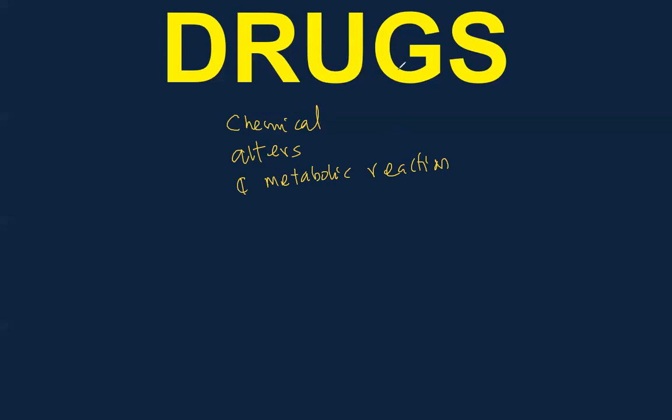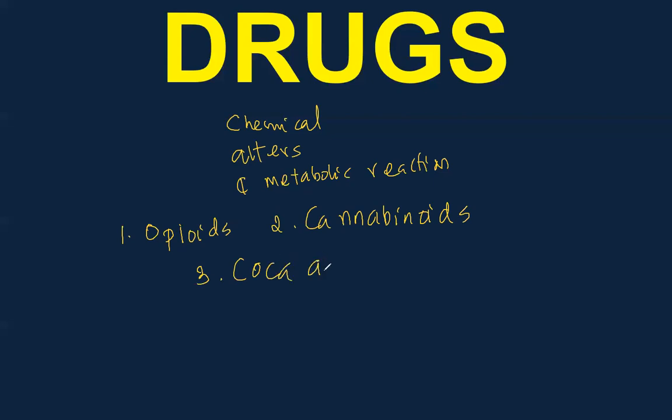So the abused drugs. What are the common abused drugs? The common abused drugs are, the first one, opioids. Second one, cannabinoids. And the third one, coca alkaloids. Okay, learn them. Opioids, cannabinoids, coca alkaloids. These are the three classes of drugs. Okay, three classes of drugs we'll be talking about.